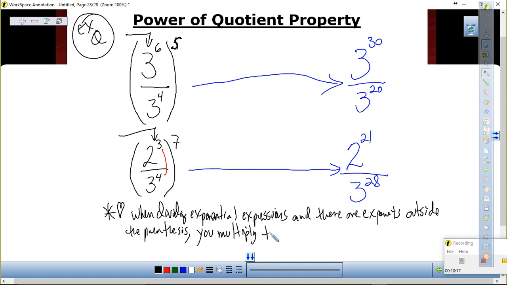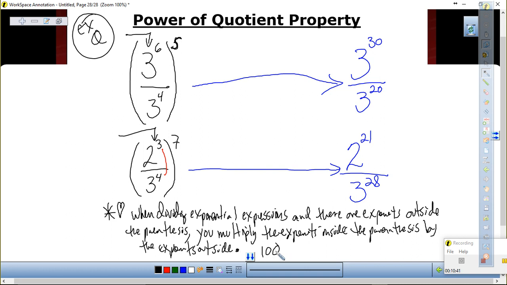You multiply the exponents inside the parenthesis by the exponents outside. That sounds pretty good. You guys can help me write books or something. Pretty good, right?